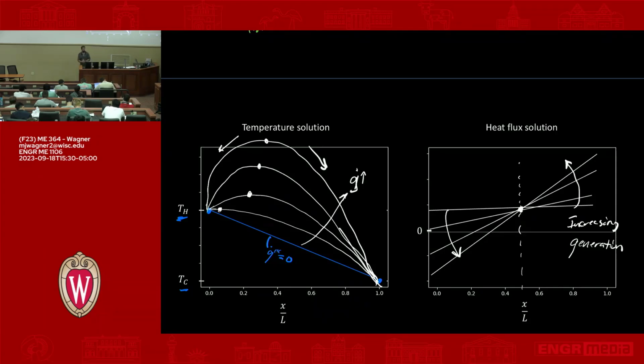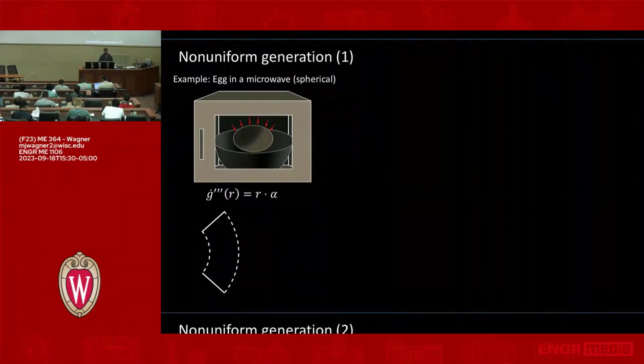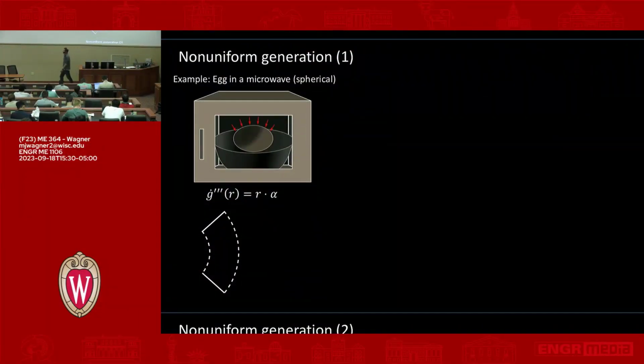So I think we have a couple of minutes to go through an example. I like to draw on my little app. So this is supposed to be an egg in a microwave. I don't know. It's an egg in a microwave. So let's believe that it's an egg in a microwave and then try to model it. So what I want to do is look at this example where we have generation occurring.